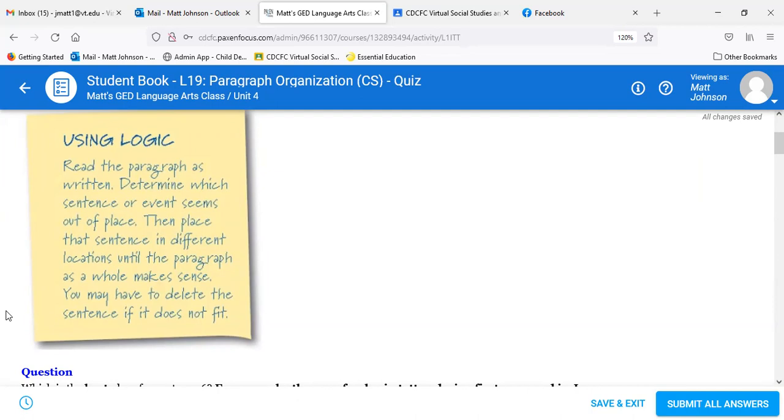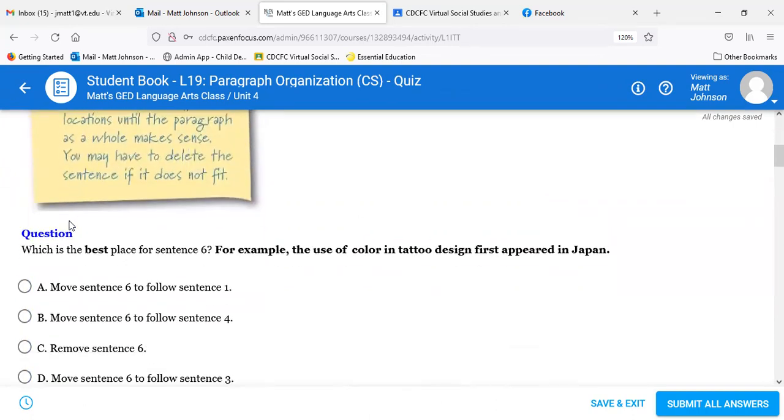So, think about that when you're organizing your own writing. Does something feel out of place? Maybe I need to remove it, put it in a different paragraph, or just eliminate it altogether if it doesn't tie back to the rest of my ideas? All right, so let's take a look at our question here. And let's go to Grace. Grace, where do we want to move that sentence?